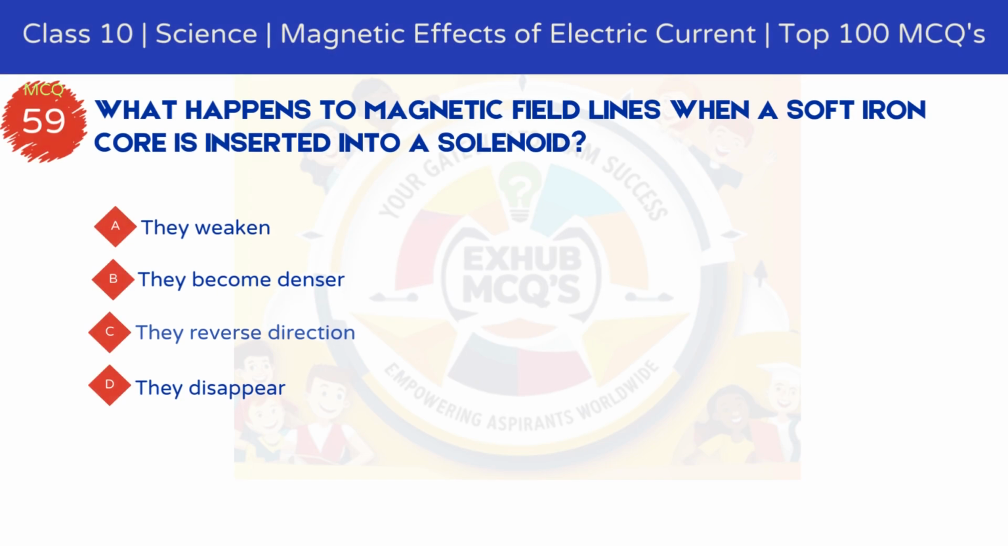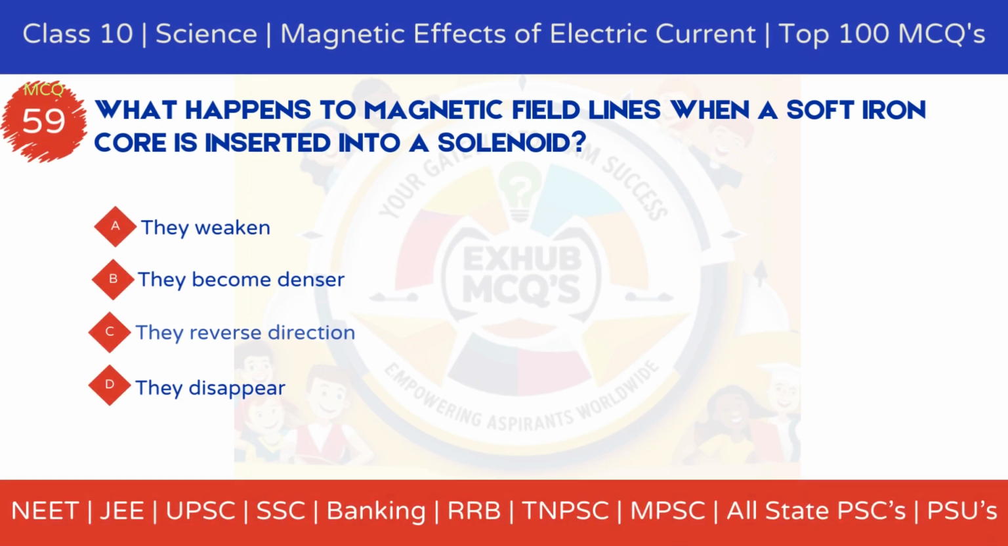MCQ 59. What happens to magnetic field lines when a soft iron core is inserted into a solenoid? Option A, they weaken. Option B, they become denser. Option C, they reverse direction. Option D, they disappear.